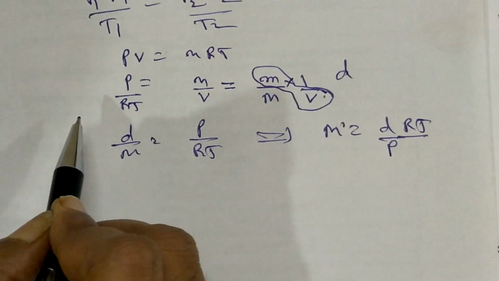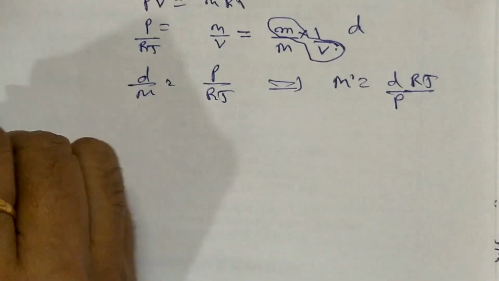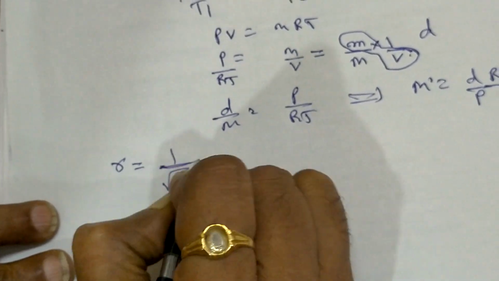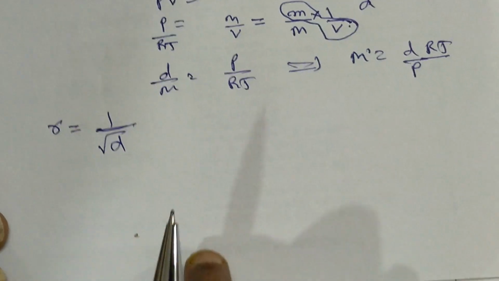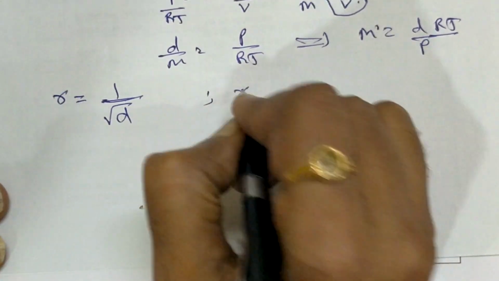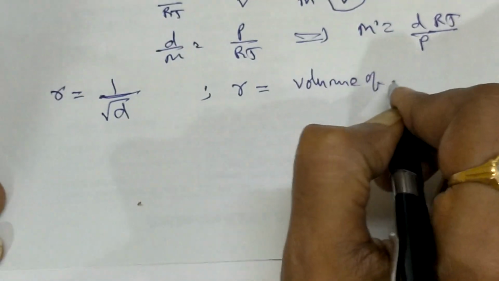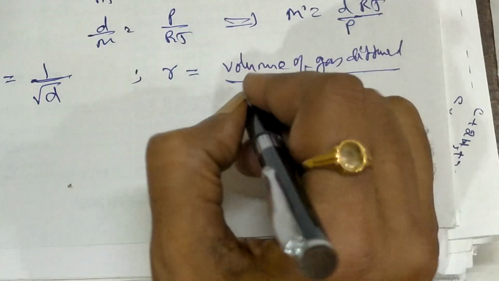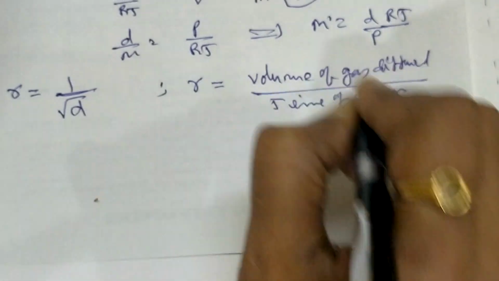Then comes Graham's law of diffusion. Here it is an extension: rate of diffusion is proportional to 1 by root d, where d is density. We want to correlate, so we are extrapolating further. And what is r? r is the rate of diffusion, which is nothing but the volume of gas diffused by the time of diffusion. This we will use afterwards.